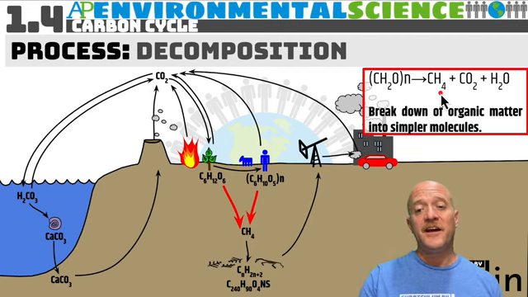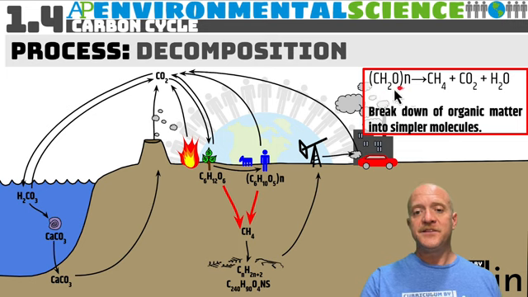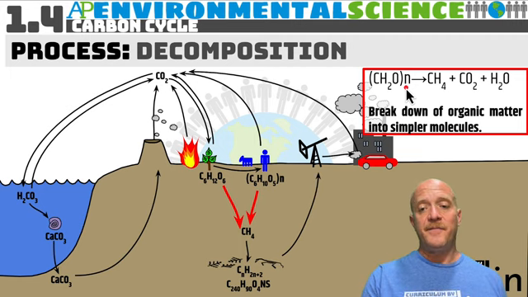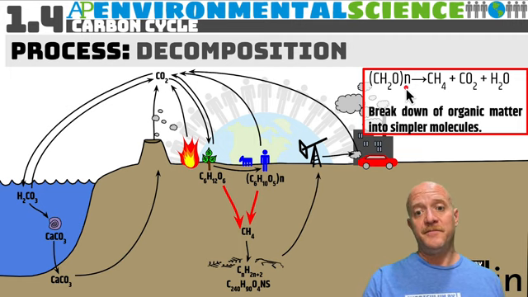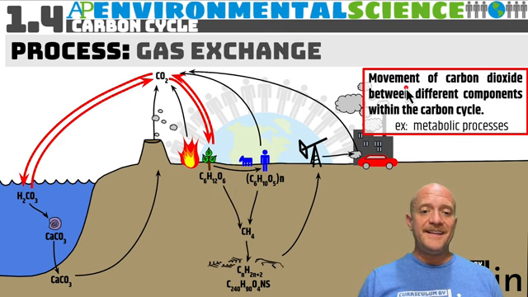So whenever we have decomposition, we're breaking down this organic matter. And for something to be organic, it has to have carbon and hydrogen. So this is a very simplified formula, CH2ON. The N is just any variable. You can add hundreds, even thousands of subunits there.